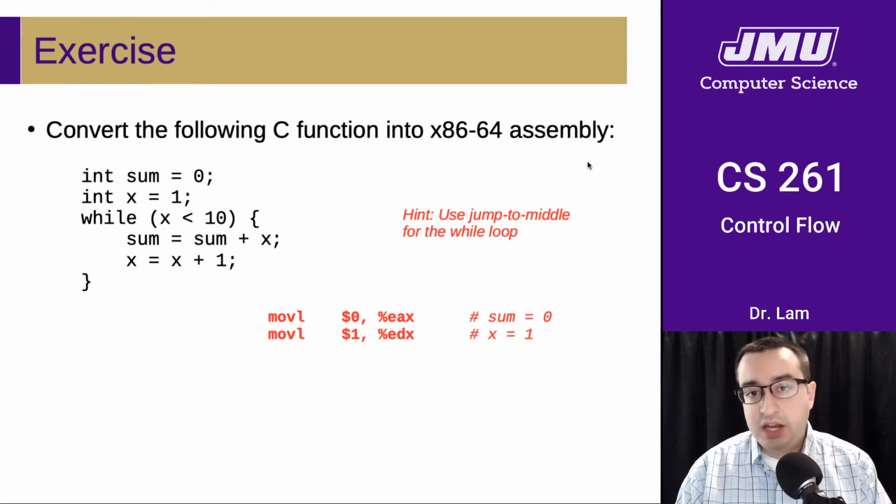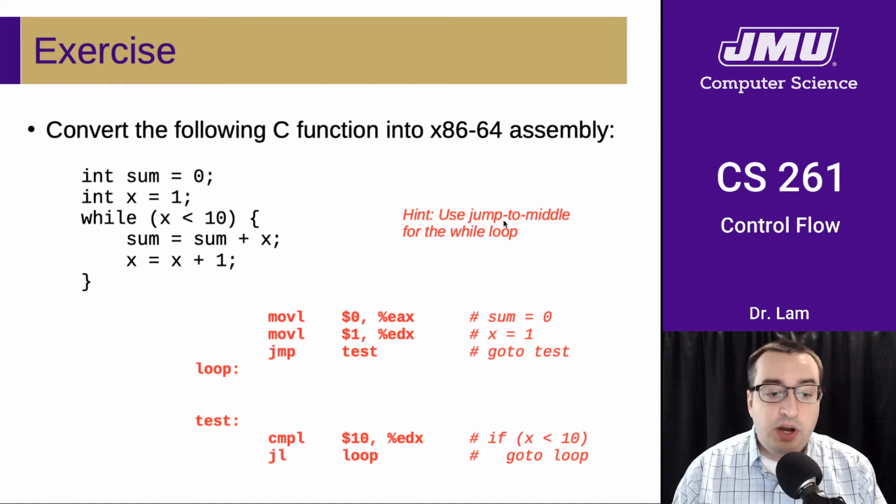All right, so we've been given the hint to use jump to middle, so we can go ahead and set up that template. So to jump to the middle, we have this jump instruction to some label, which is where our test needs to go. So we'll just name the label test. Down there, we need to do our comparison and our jump back up to the top. So that's what this looks like. And then we can go ahead and fill in our comparison because it's right here. So we're comparing EDX, which is x. So we want to compare x to 10. And if x is less than 10, then we want to keep executing the loop. So that's the setup there.